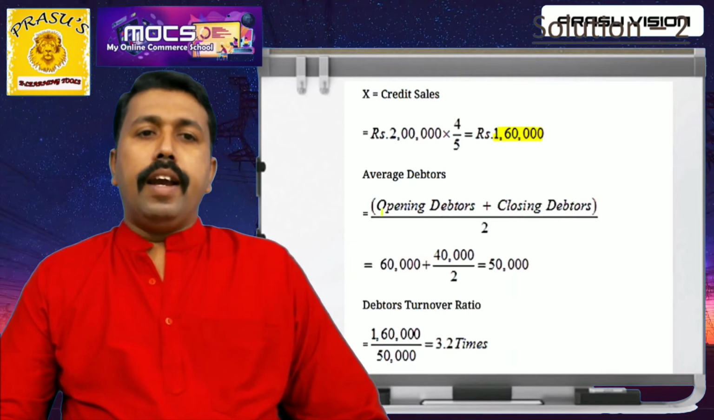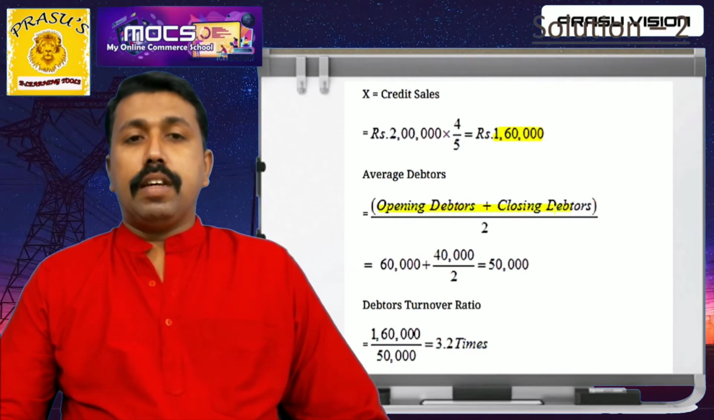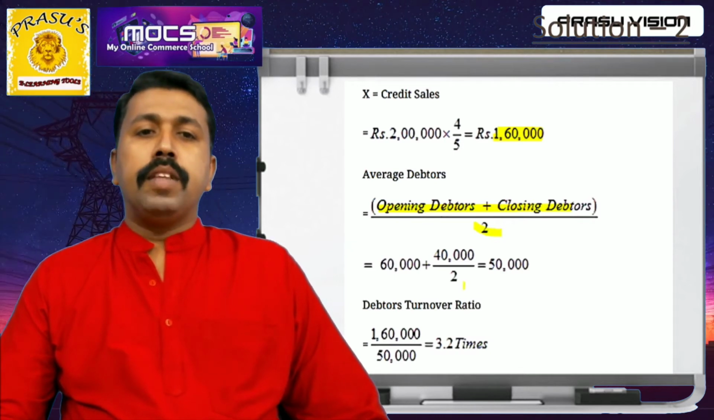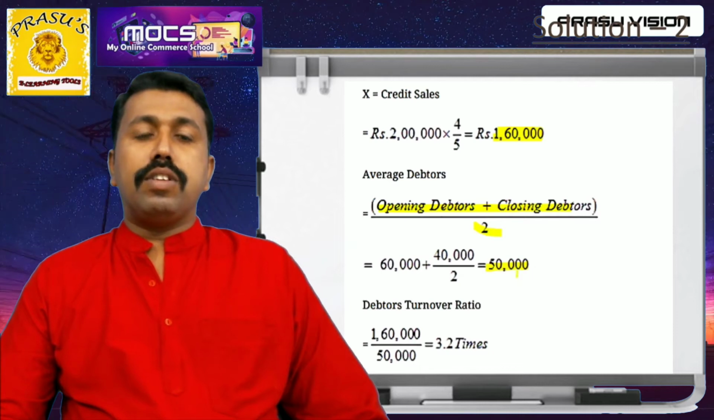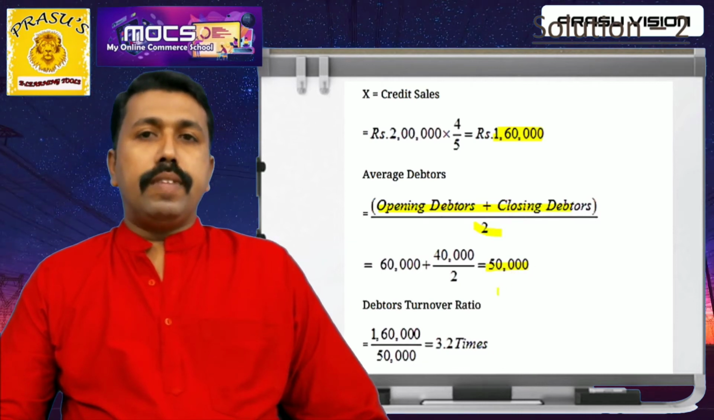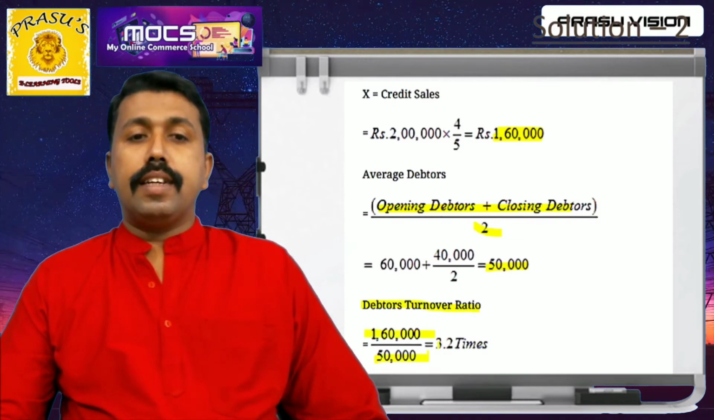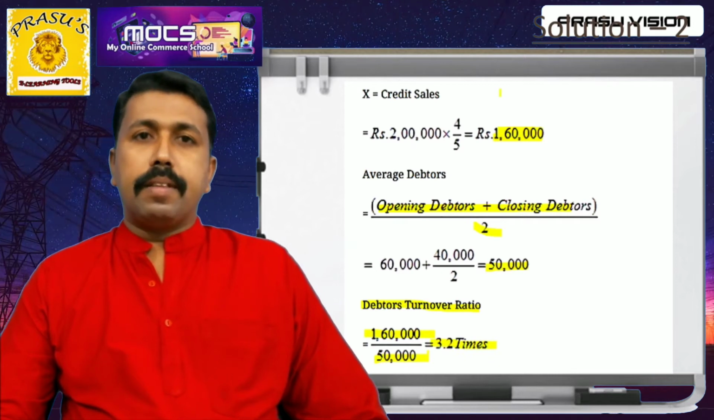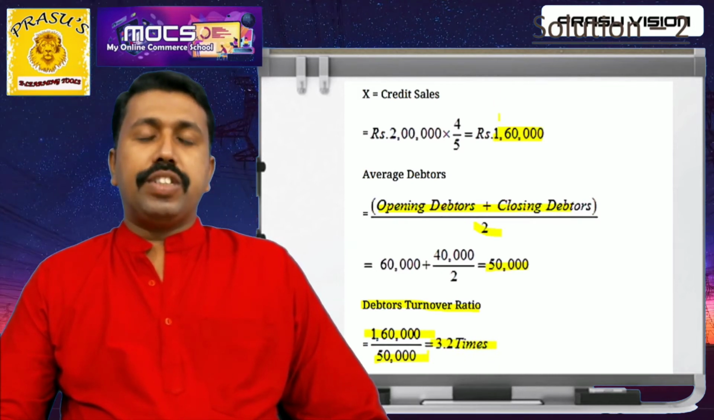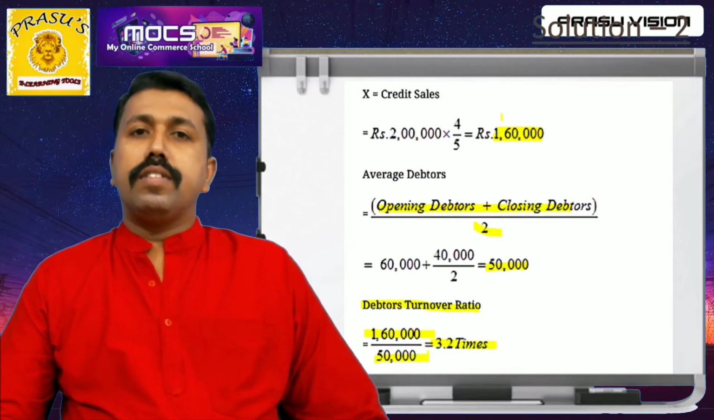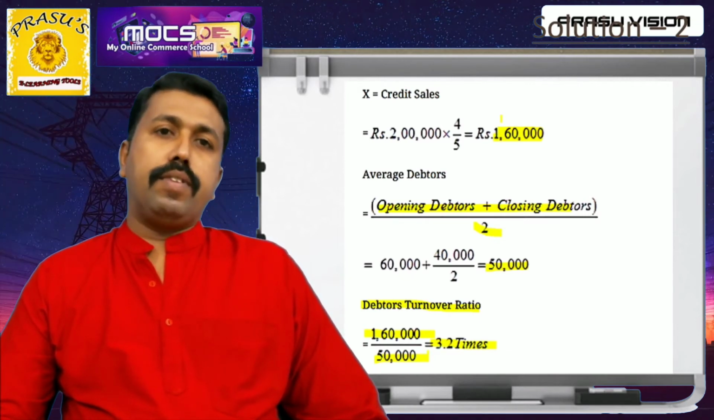1,60,000. And opening debtors and closing debtors are there, that can be utilized for calculating average debtors, average trade receivable, that is 60 plus 40 by 2, 50,000. And the debtors turnover ratio is equal to 1,60,000 divided by 50,000, we will get 3.2 times. That means that many times we need to recover the amount of credit sales from the debtors.